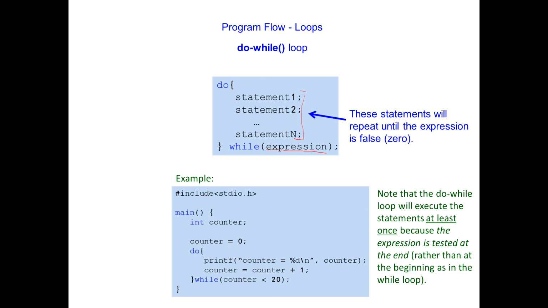So the fundamental difference between a do while loop and a while loop is whether or not these statements are run at least once, and whether you want the expression checked at the end or at the beginning. And so here's the similar example where we have counter, and we're going to do the printf and increment, and then check and do this while the counter is less than 20. So the fundamental difference is the expression is checked at the end in a do while rather than at the beginning in a while statement.